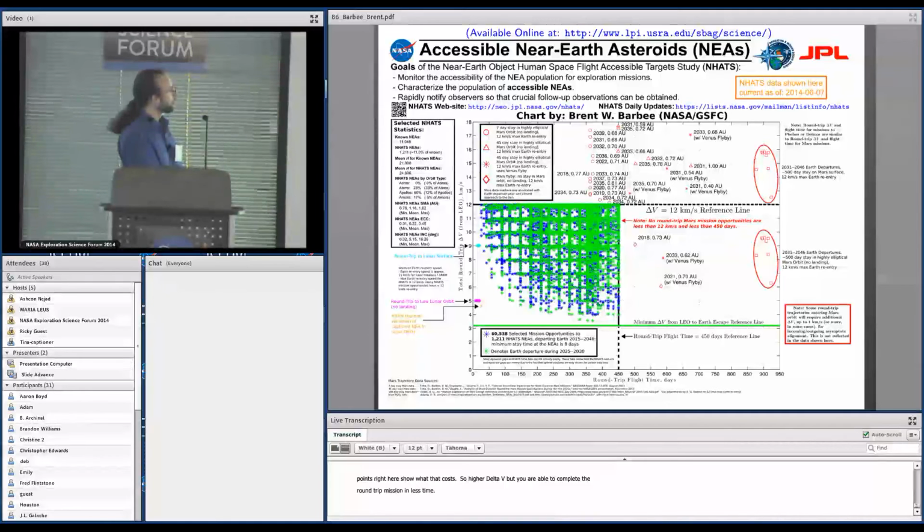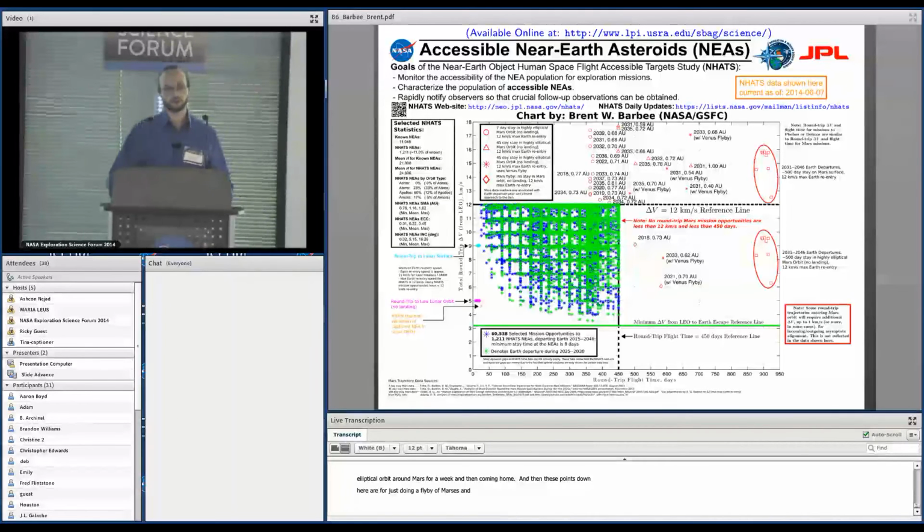And then these points up here are for staying in a highly elliptical orbit around Mars for a week and then coming home. And then these points down here are for just doing a flyby of Mars on a free return trajectory and coming back to Earth.